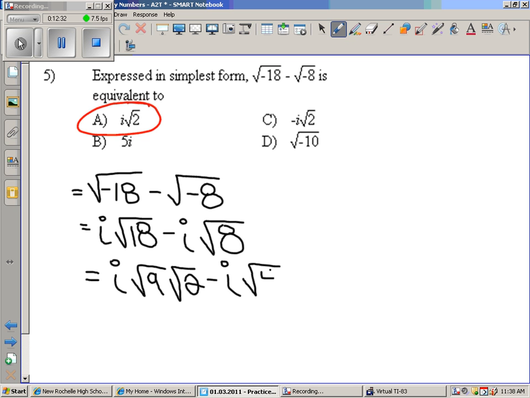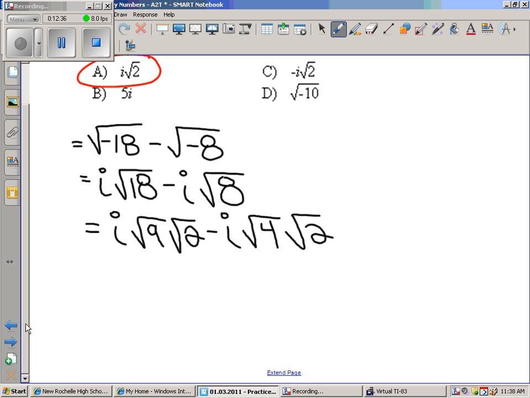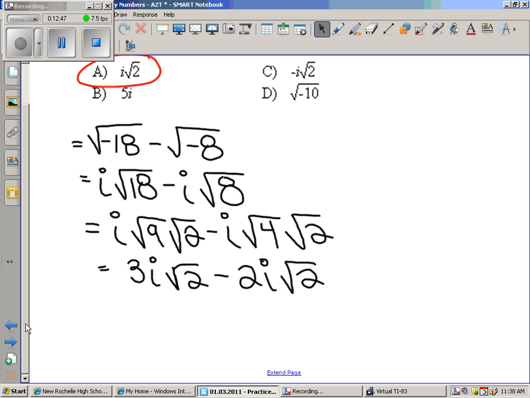Hold on one second. Not unless they match perfectly. It's a great question. I'll show you. So you have 3i square root 2 minus 2i square root 2. Unless you have this, you can't do anything. They're not like terms. But these two are like terms. And so what's the answer in the end? Just i radical 2. Or 1i radical 2 is the same thing.